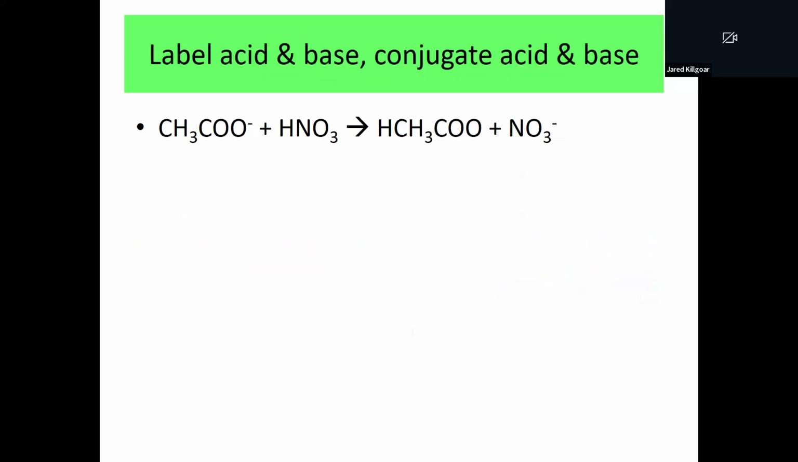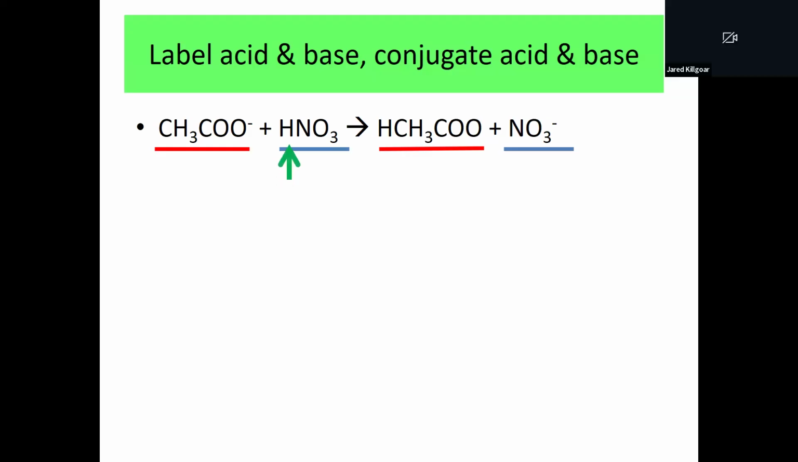let's do another example here. Good time to pause if you guys want to try this independently. Otherwise, I'm going to go on and go over a couple more examples. So we look at our pairs here. The pair of acetate here is HCH3COO, aka acetic acid. Hopefully I didn't give anything away there. The pair of HNO3 is NO3 minus.